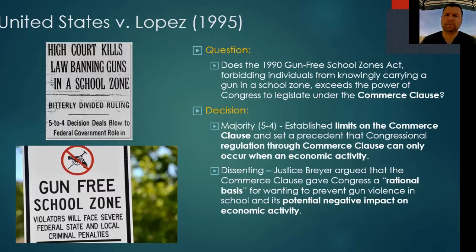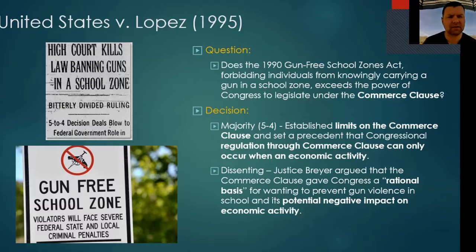All right. The United States versus Lopez. This was the case about restricting gun use or gun carrying in school zones. And Congress used the Commerce Clause to try and exercise that authority to prevent guns from being carried into schools. The majority decision here, 5-4, basically placed limits on the Commerce Clause. The court did not see the connection between the Commerce Clause and trying to regulate carrying guns in schools. So they struck that law down.